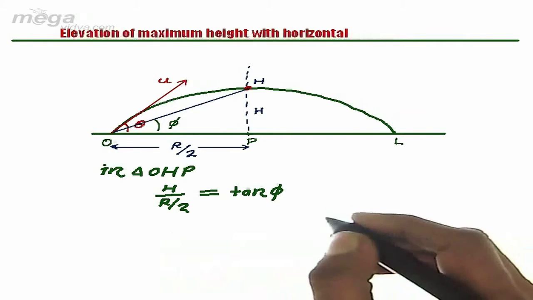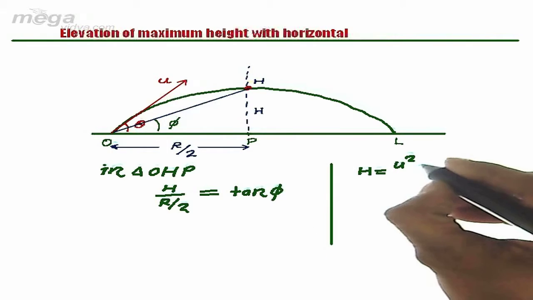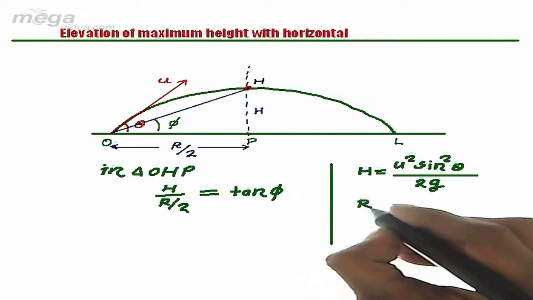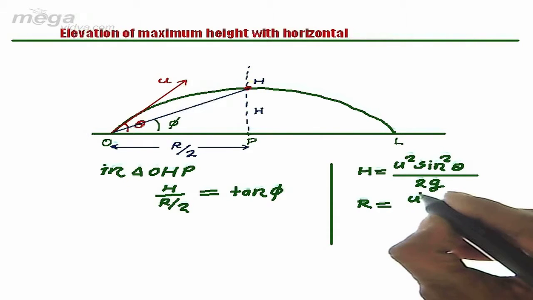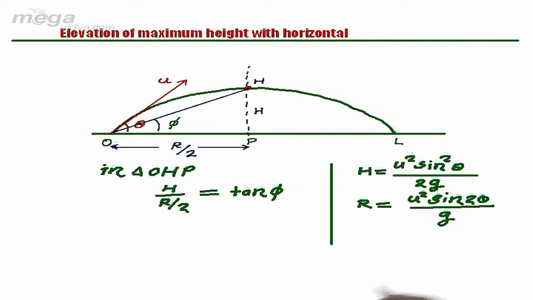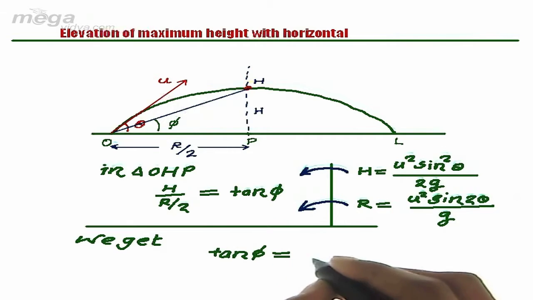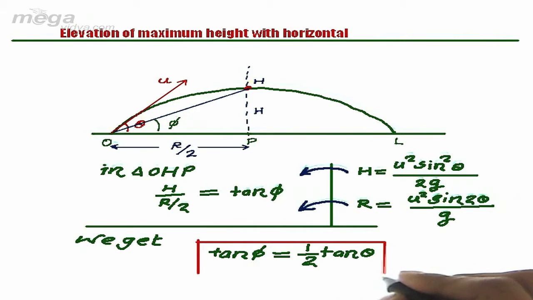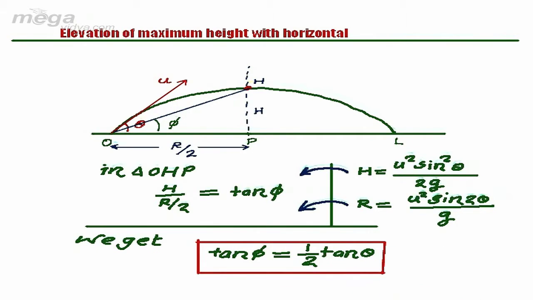From this, we can write the value of H to be u square sine square theta divided by 2g, and the horizontal range R is u square sine 2 theta divided by g. Putting these two values in this equation, we get tan phi is equal to 1 by 2 tan theta. And this was our main target. So students, I think you are now clear about the elevation of a projectile when seen from the ground. So the elevation comes to be phi equal to tan inverse of half of tan theta, where theta is the angle of projection.